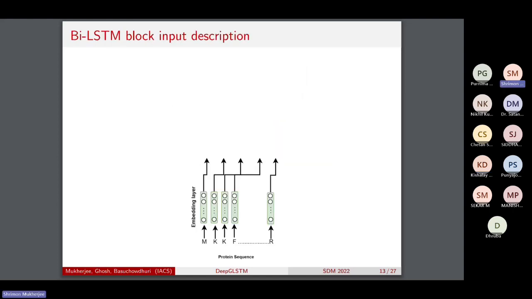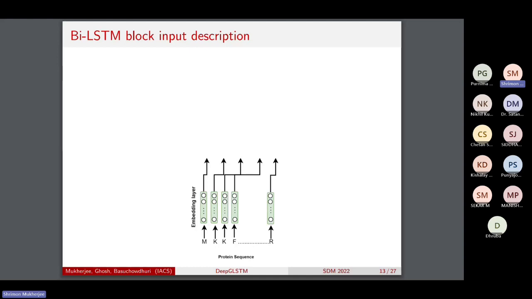So now this is the second block of our architecture, called the BioLSTM block. It simply applies the BioLSTM, the bidirectional LSTM model. Everyone knows about this architecture. Protein sequences are denoted as amino acids. Here M is an amino acid, K is an amino acid, F is an amino acid, and R is an amino acid. We take the embedding layer, mapping against the English alphabet dictionary, and we get the one-hot representation of the protein sequence.